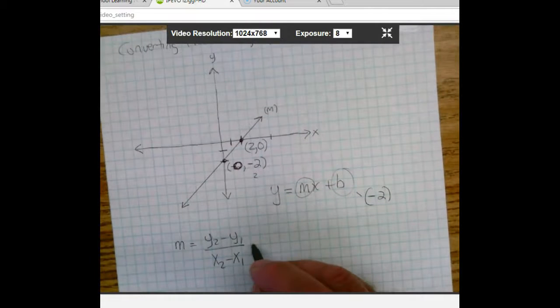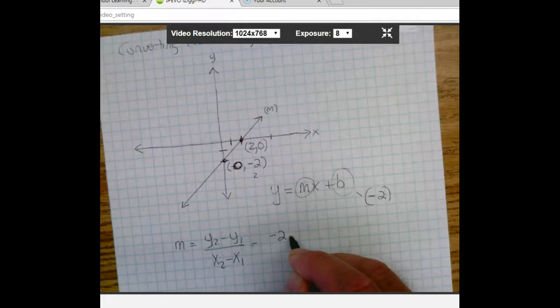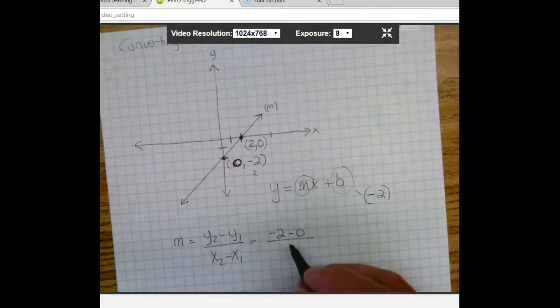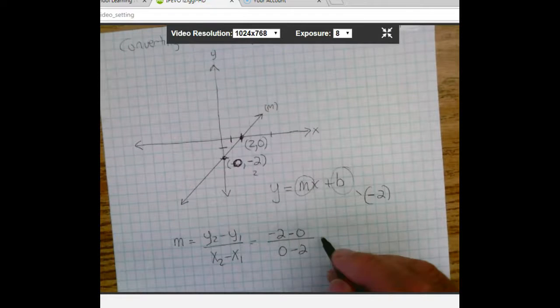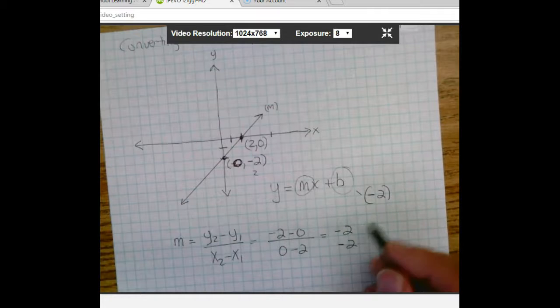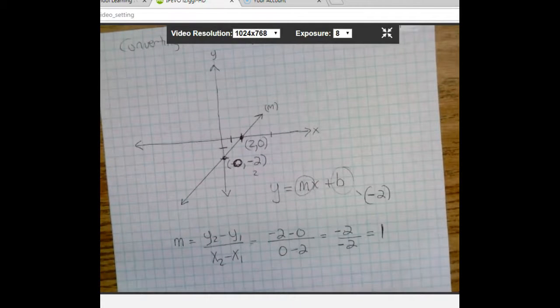It's -2 minus 0 on the top. Then for x, we would have 0 minus 2. Okay, and then we do the math. It doesn't matter, right? So it's going to be -2, and then 0 minus 2 is -2. Okay, it's going to give us -2 divided by -2. It has a slope of 1.